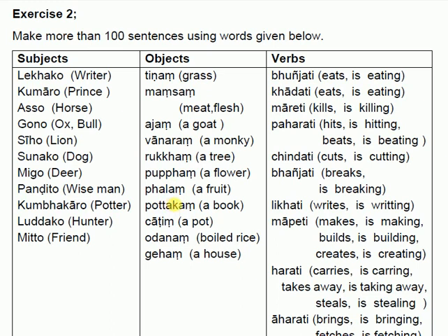Palang, a fruit. Pottakang, a book. Charting, a pot. Odanang, boiled rice. Gehang, a house. Those all are objects. Now, let's go to verbs.